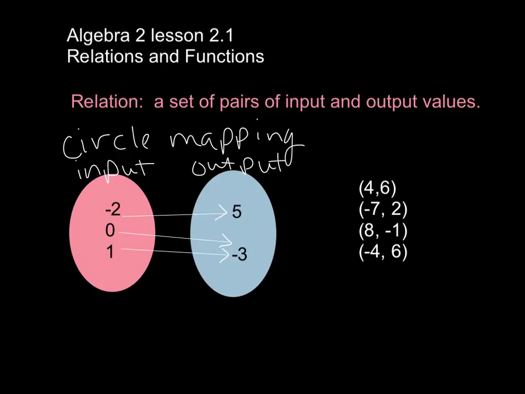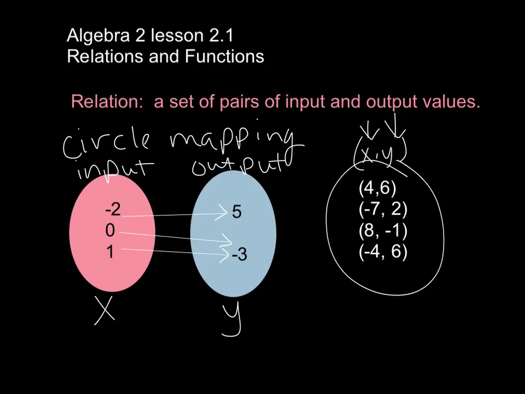So the input values are the x values and the output values are the y values. So any set of pair of points is called a relation. On the right-hand side, we have some other relations, and the first point is 4, 6. So this is a set of x, y values, the input being the x and the output being the y. And if we put all of these points together, we call it a relation.